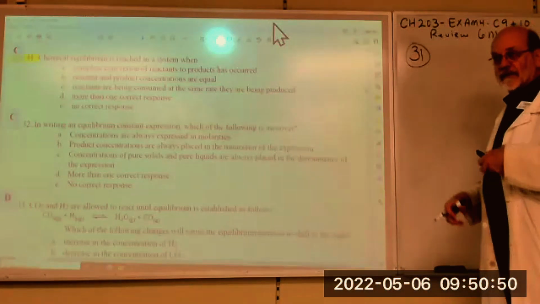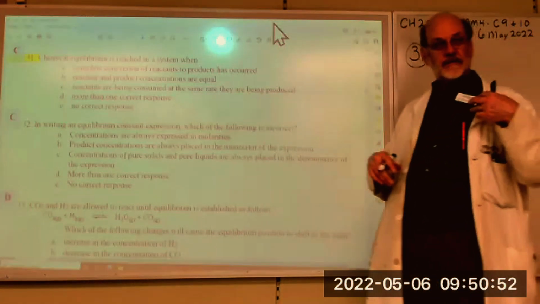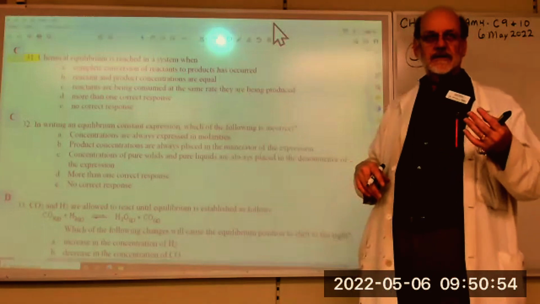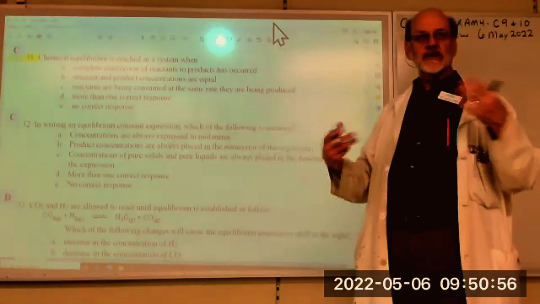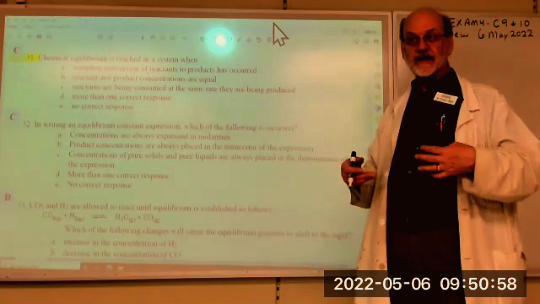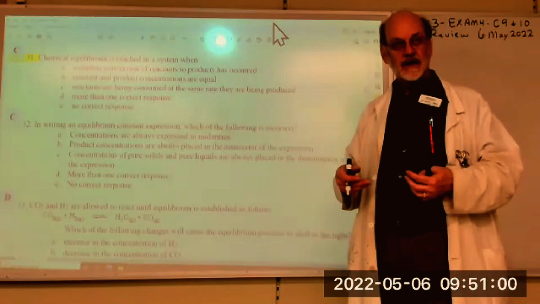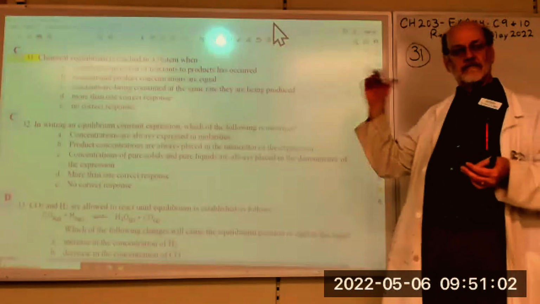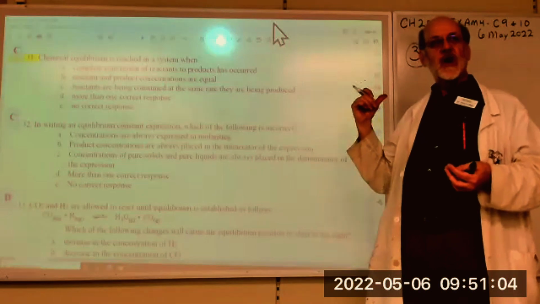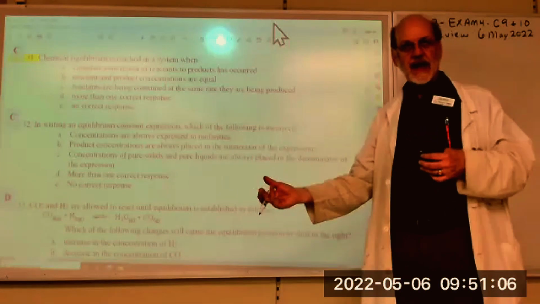And that can occur, it's dependent upon the reaction itself, whether you have mostly products or mostly reactants. And that will be reflected in the K. A large K means mostly products. A small K means mostly reactants.